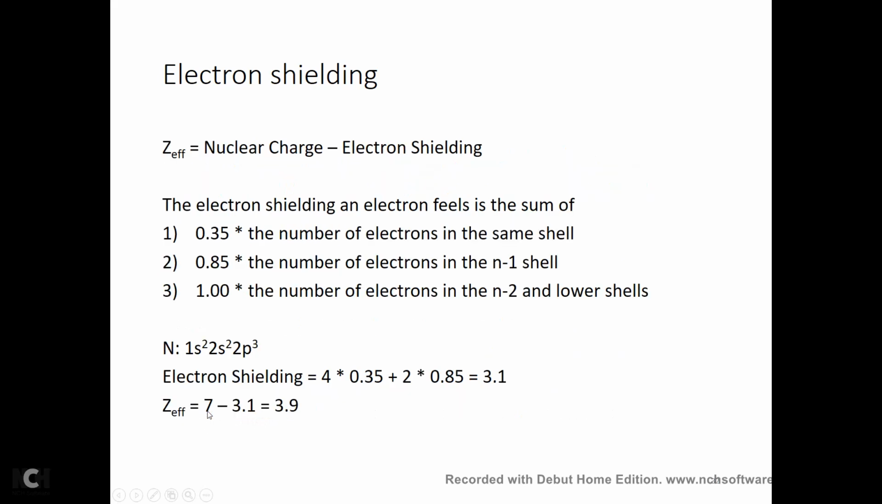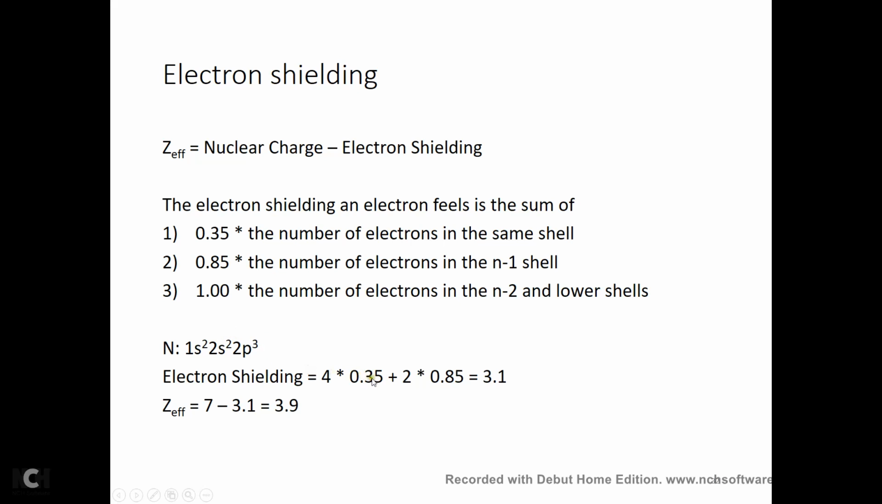Let me give you a few examples. Nitrogen. Nitrogen has this 1s2, 2s2, 2p3 electron configuration. Now let's look at the valence electrons. There are 5 valence electrons here. For any of the 5 valence electrons, it feels repulsion from the other 4 valence electrons in the same shell.